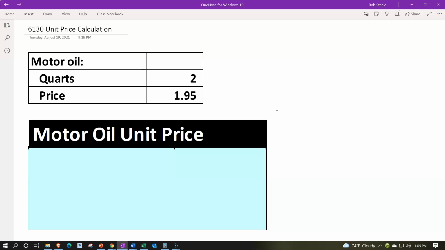Oftentimes, of course, when you're looking at different brands of the same kind of thing, they may have different units or standardized units that they are providing, and it could be useful then to break those down to a unit by unit calculation, this then helping with our comparisons. So we'll just go through a couple of common things here.